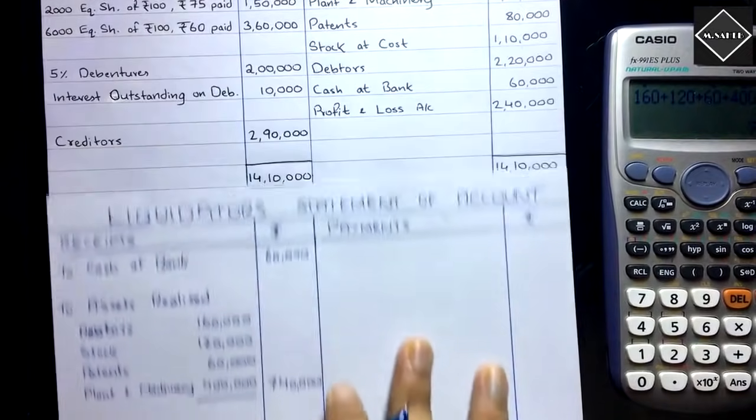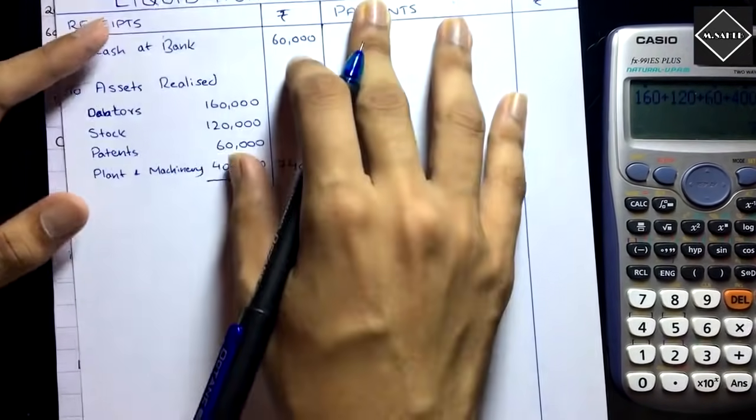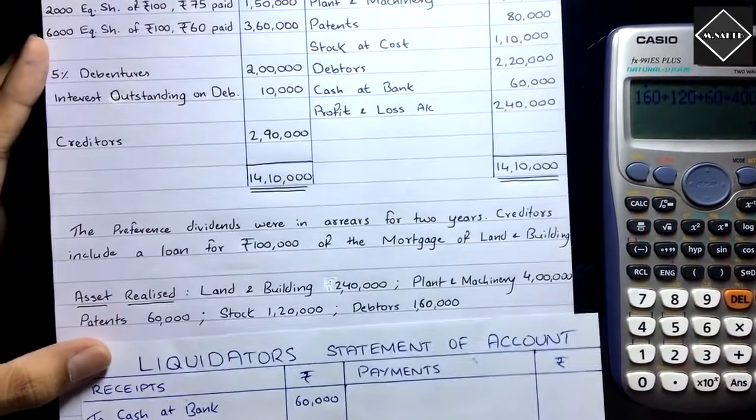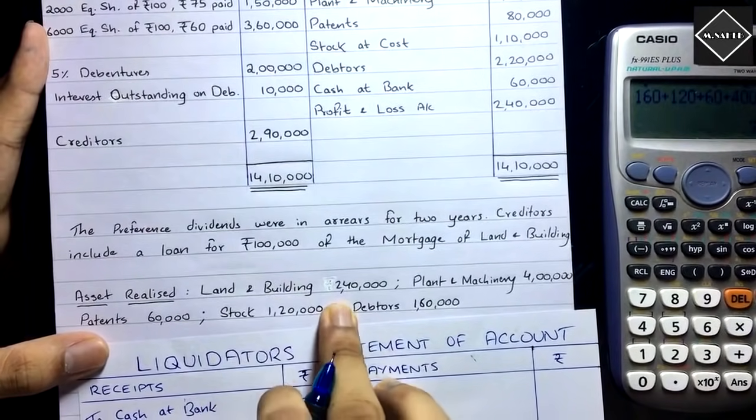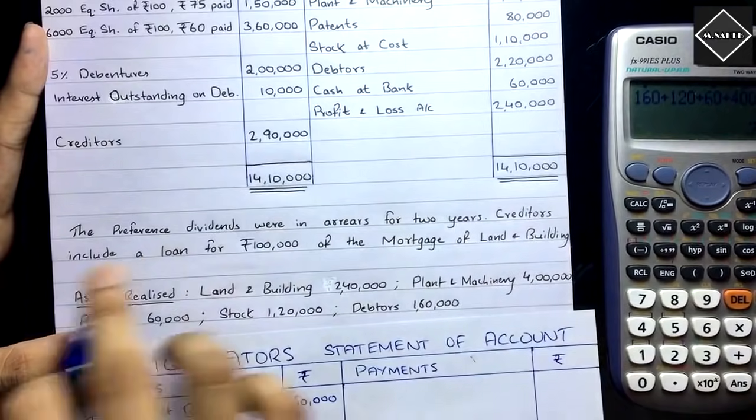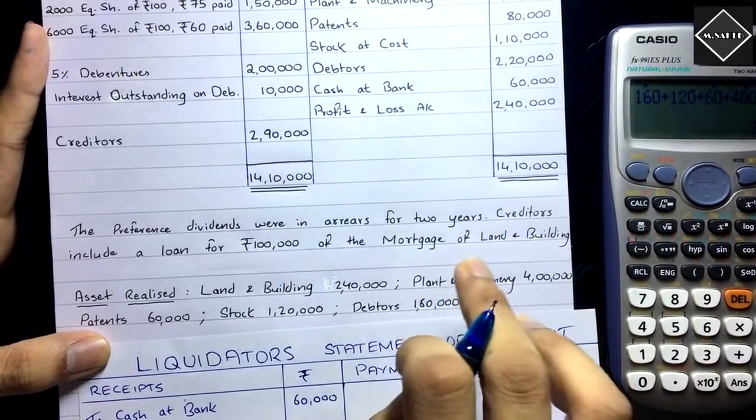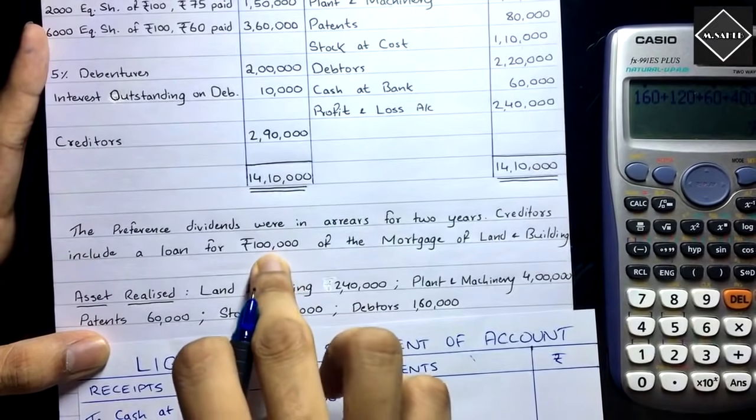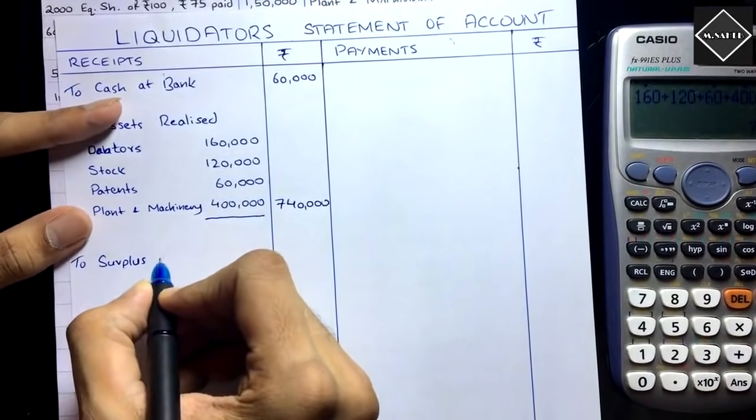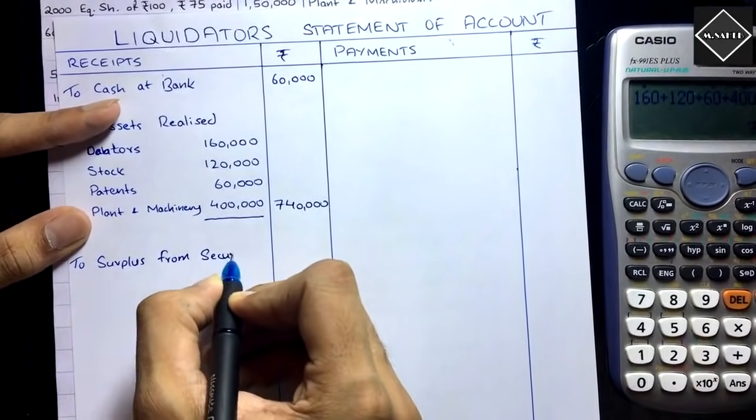So where is land and building? That we have to take in the secured creditors. Now let's take that: to surplus from securities. Of course we know there is a surplus. Why? Because land and building has been realized at 2,40,000 and the secured creditors is 1 lakh. They have said creditors include a loan of 1 lakh on the mortgage of land and building. So this is a secured creditor because they have a specific charge on the land and building. So let's take that: to surplus from securities. Yes, that's the security we sold.